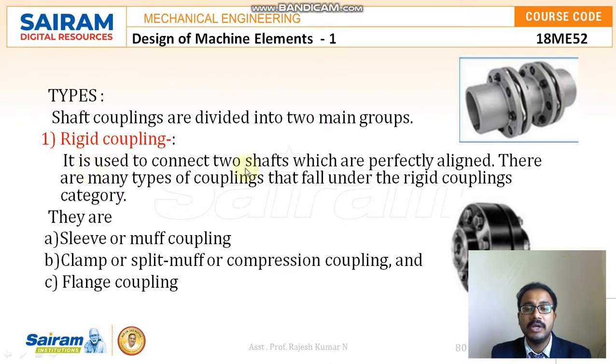This is used to connect two shafts which are perfectly aligned. When we speak about shaft alignment, there can be imperfect alignments also, maybe at different angles or with different sizes, or it may not be coplanar. But rigid coupling is for perfectly aligned cases. There are many types under the rigid category: the sleeve or muff coupling, the clamp or split muff or compression coupling, and the flange coupling. These three come under the rigid coupling.